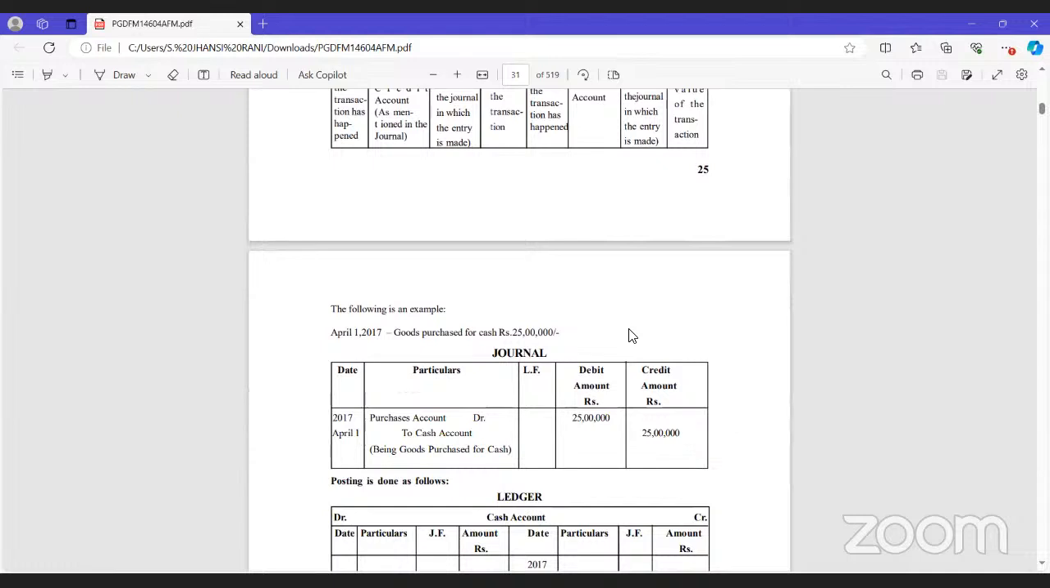So now, how do we prepare a ledger account? Just look here. First we write the journal entry. From that journal entry we prepare the ledger account. If you look at your journal entry, the date column is given as 2017 April 1. Purchase account debit to cash account.